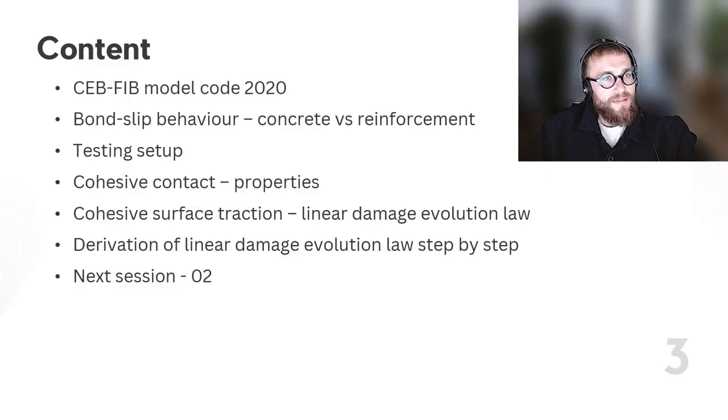What about the agenda that we'll discuss today? I'll be starting from the CEB-FIB Model Code 2010, where it's very well described how the bond slip behavior between the concrete and ribbed reinforcement rebars works. We will also explain some testing setup, some pre-assumptions about the cohesive contact properties, and the idea behind the cohesive surface traction and linear damage evolution law.